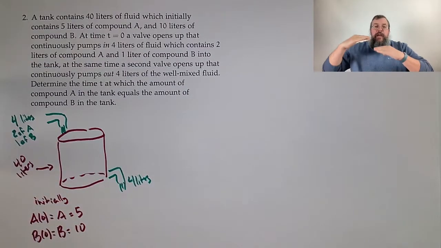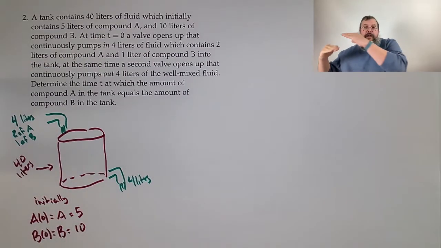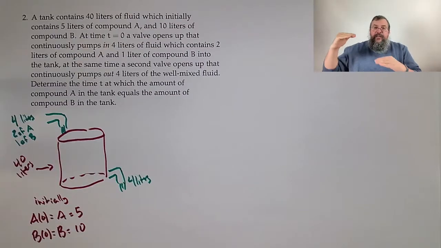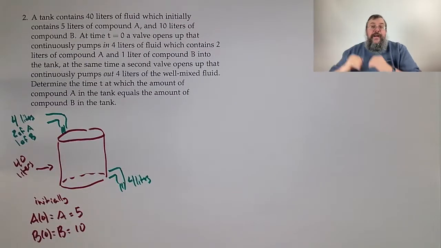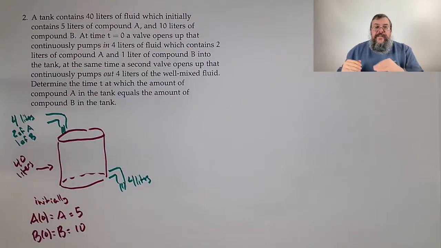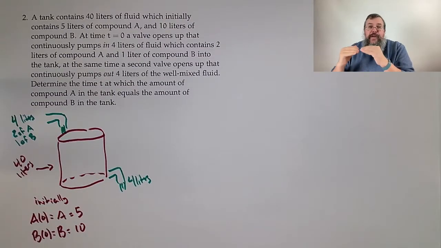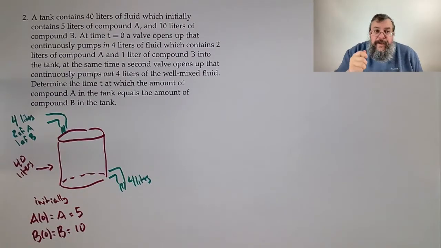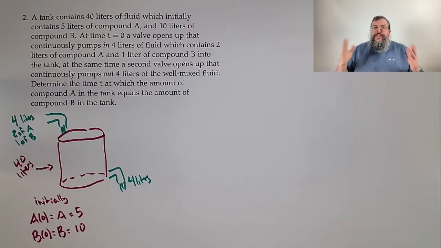So we start with A below B. In the long run, we end with A above B. So there has to be a time when they cross, a time when A and B are the same. All right, so that's our goal. What's the time when they're the same? So how do we figure this out?